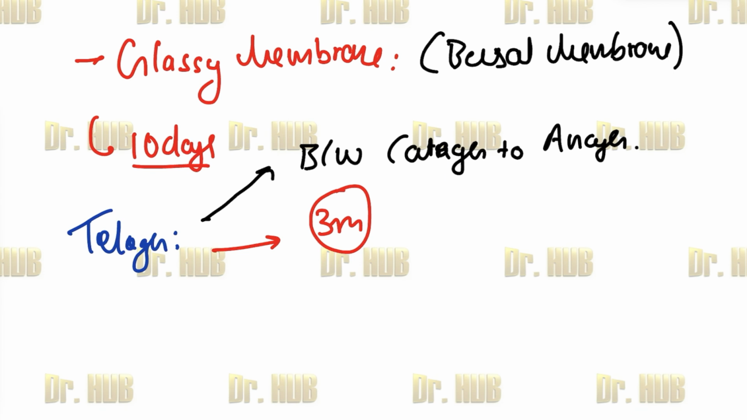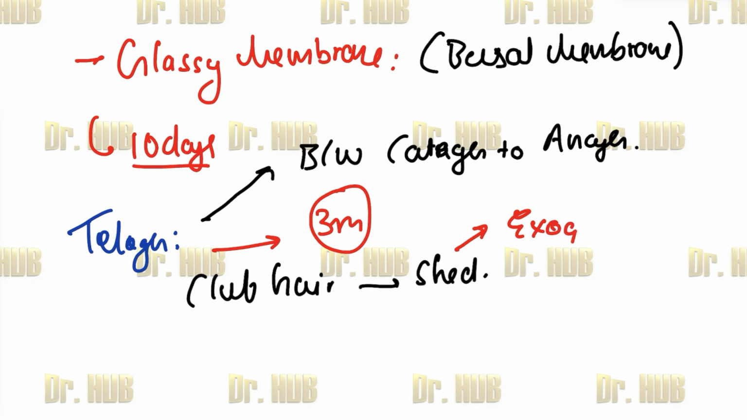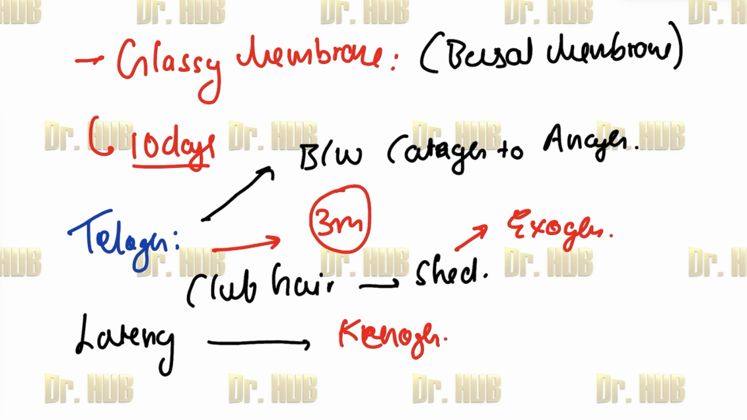When you look at the club hair, it is usually shed through an active process known as exogen. In the human scalp, the hair follicle remains in a state of latency, known as kinogen. So shedding is known as exogen, and the latent phase is known as kinogen, for a prolonged period after the club hair is shed.